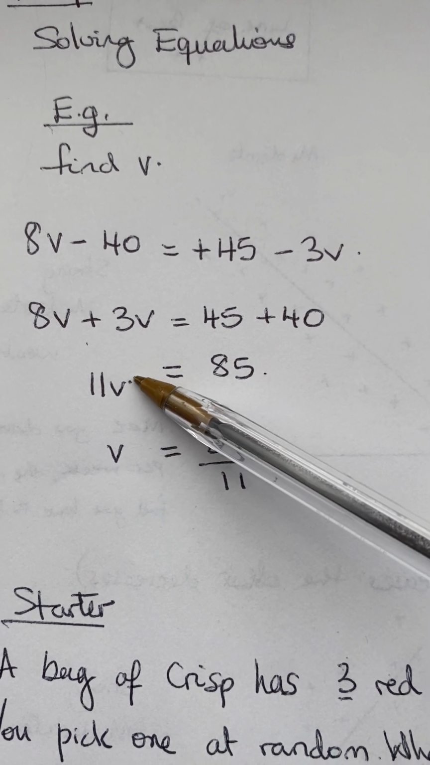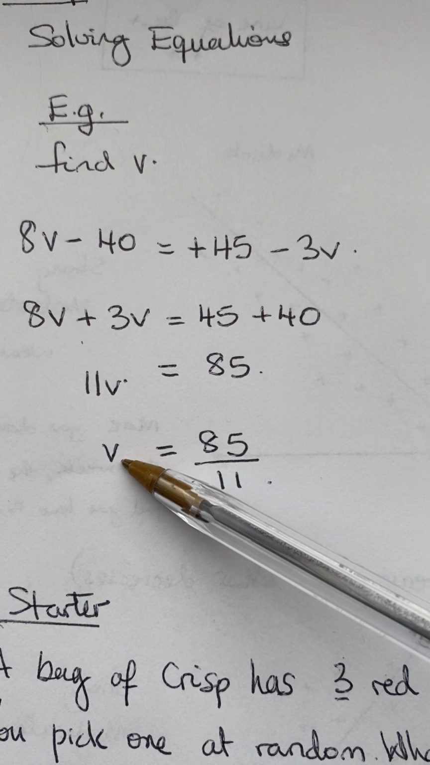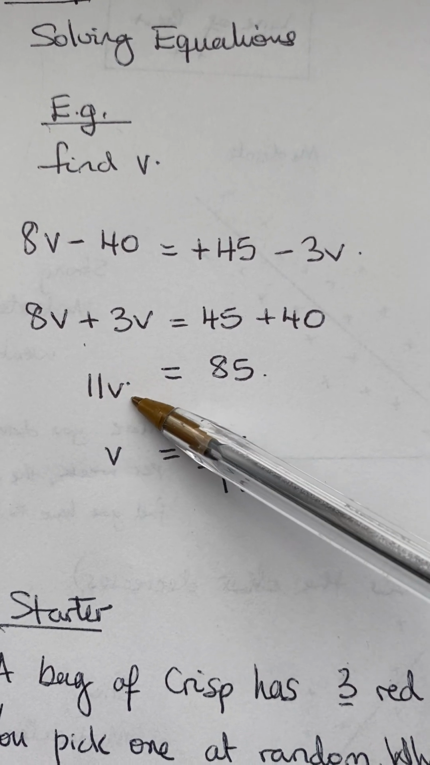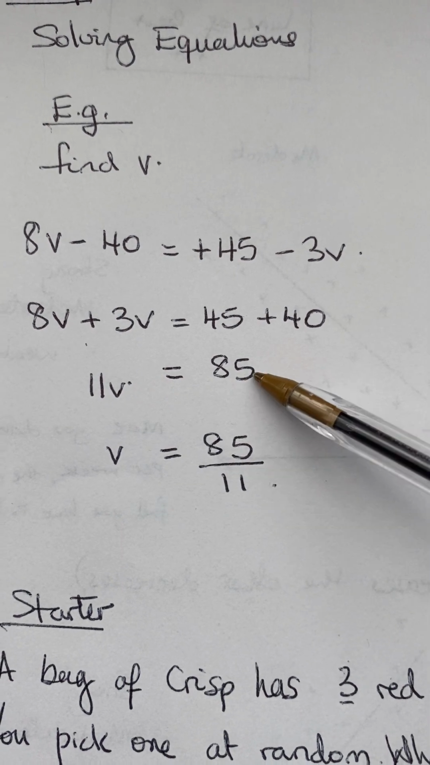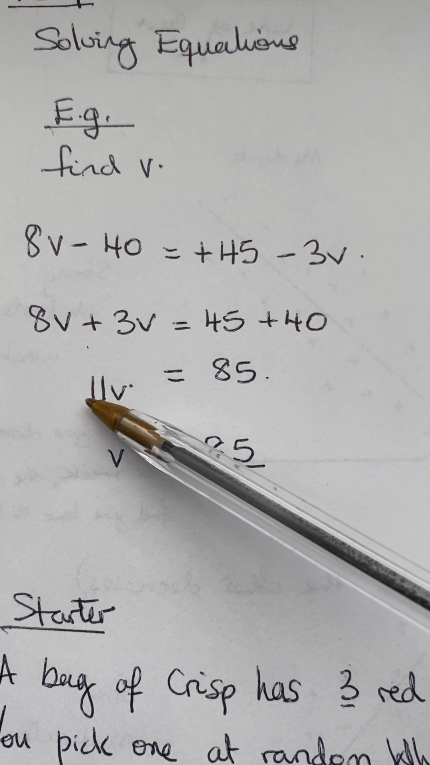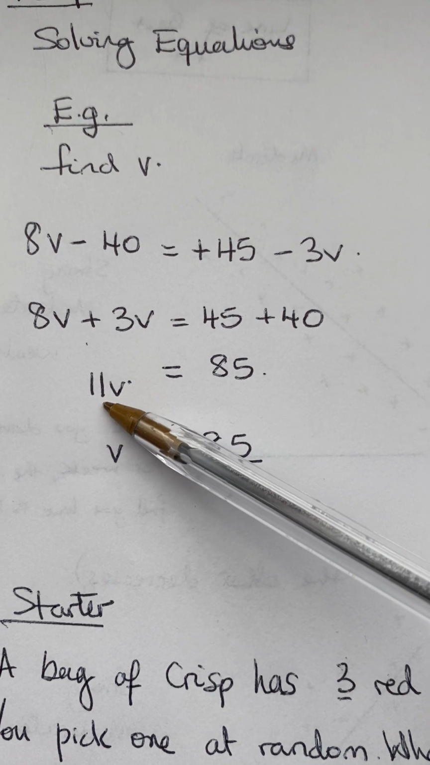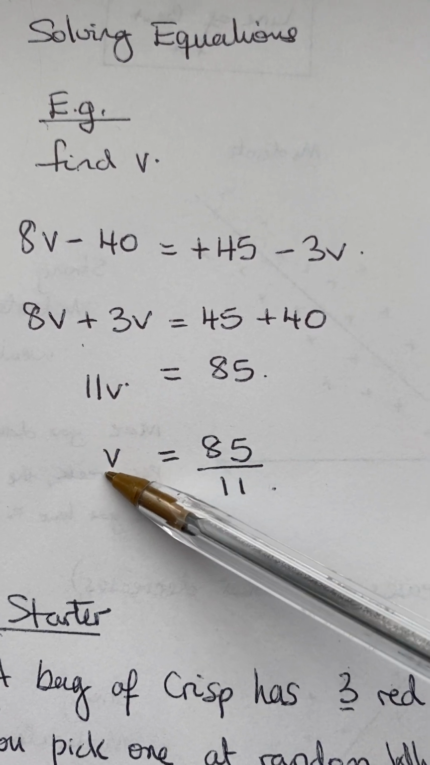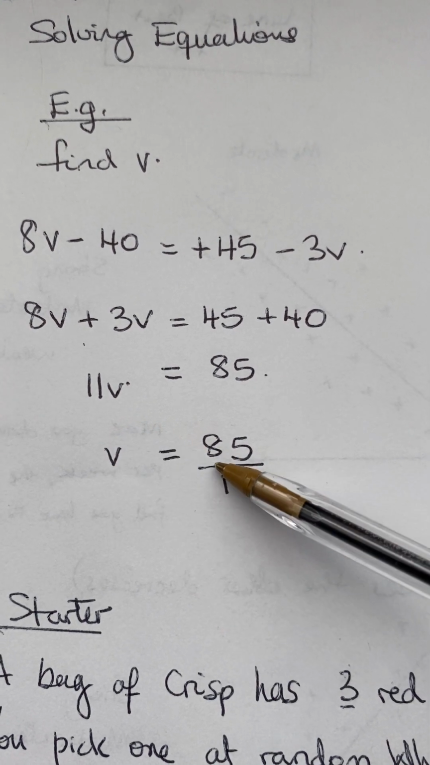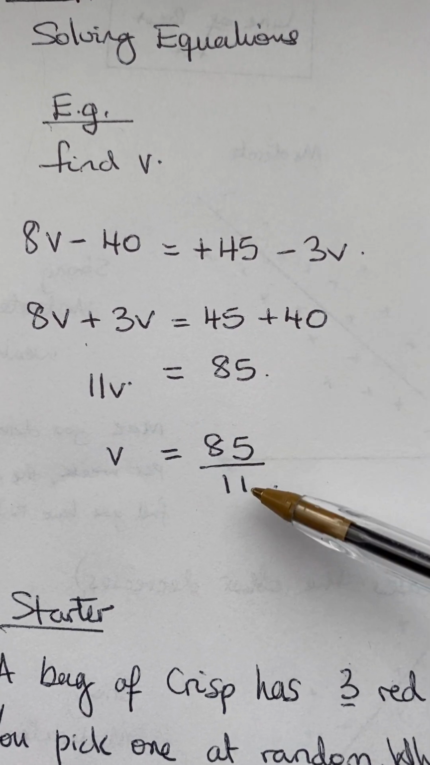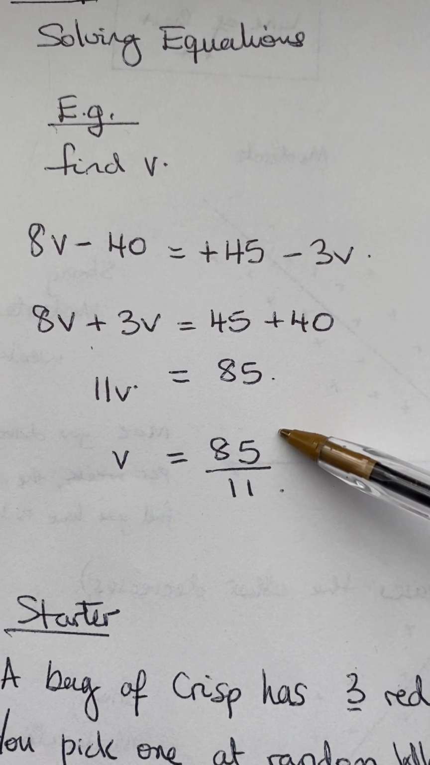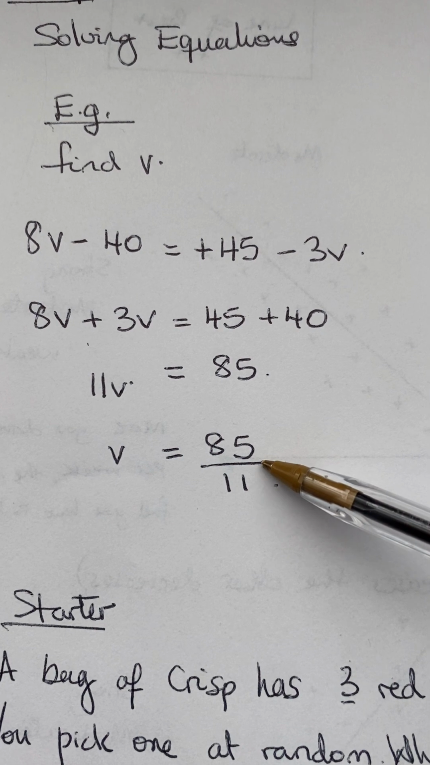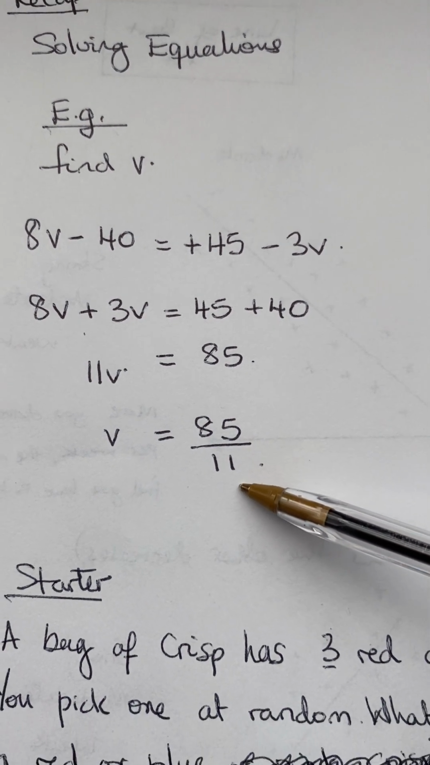We haven't finished because it says find v. So now to have v, we divide both sides by 11. If we divide 11v by 11, v is on its own now. Then we divide 85 by 11. We can't reduce it any further. So our answer is 85 over 11.